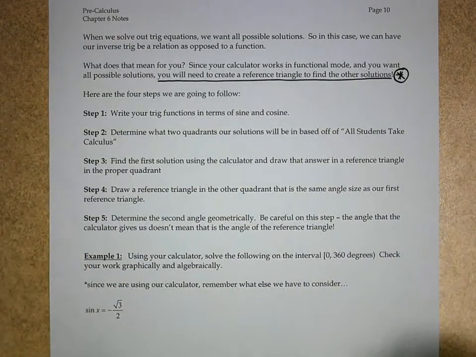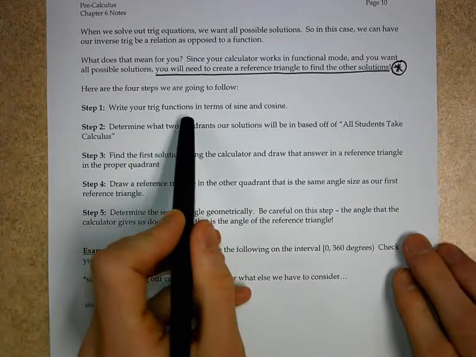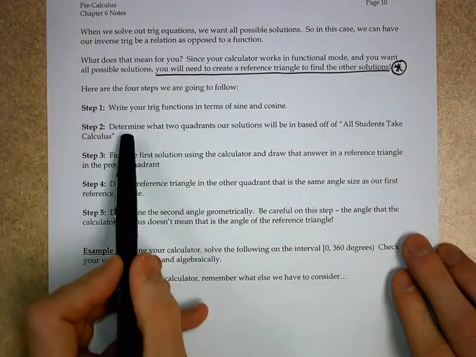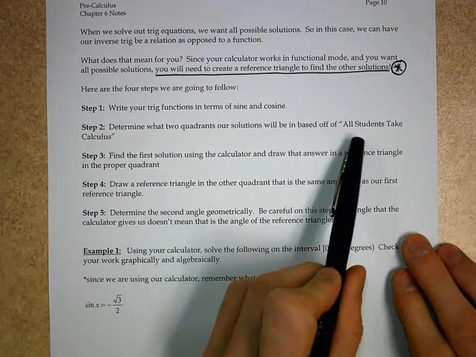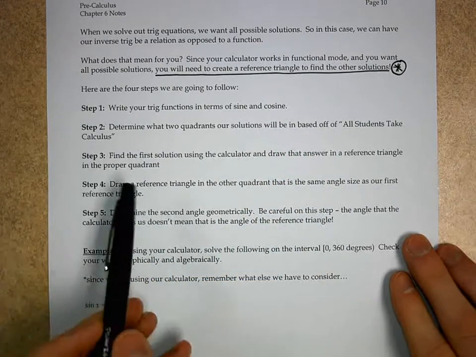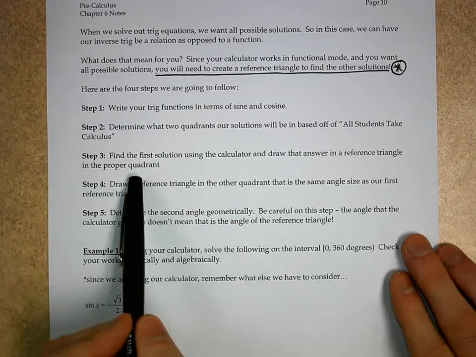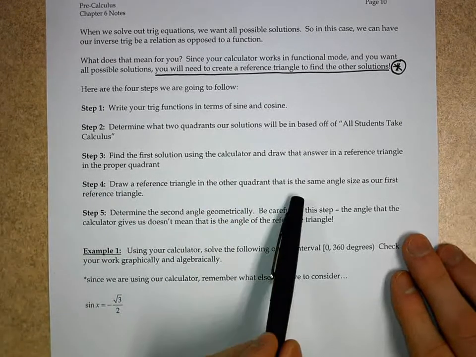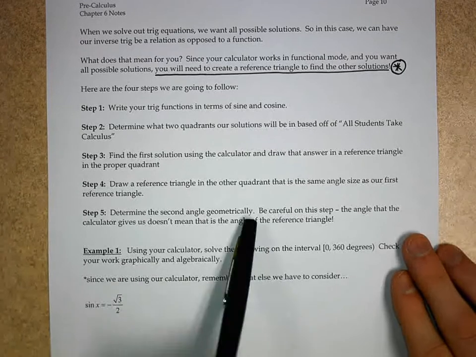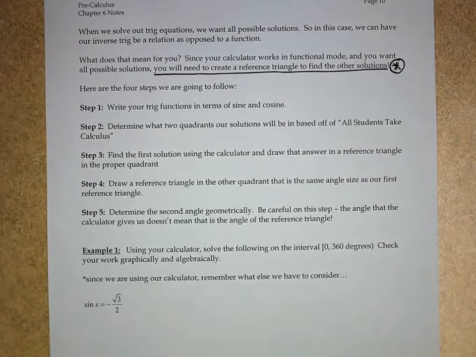So here are the steps we're going to go through. We're going to write our trig function in terms of sine and cosine, determine what two quadrants our solutions will be in based on All Students Take Calculus, find the first solution using the calculator and draw the answer in the proper quadrant, draw a reference triangle in the other quadrant, and determine the second angle geometrically.